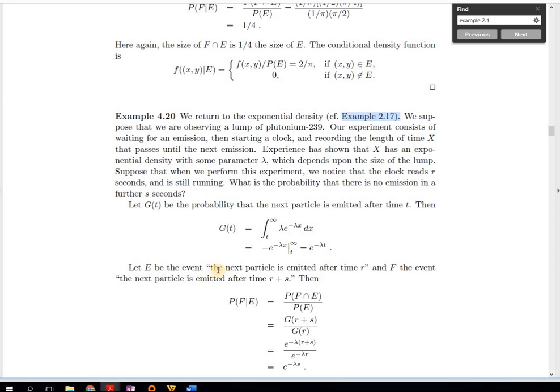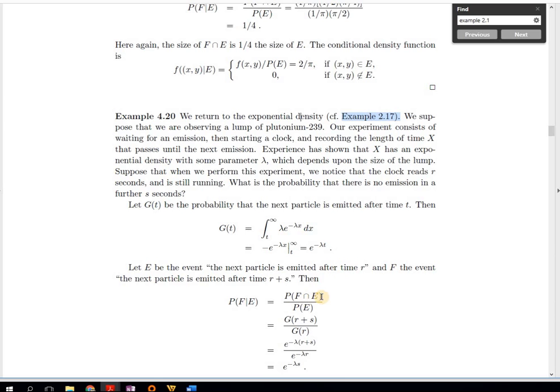And then here you have the event E, the next particle is emitted after time r. You can see that that's a similar thing, except you're going to have an r here instead of a t. And then F is the event that the next particle is emitted after time r plus s. That's going to have the very same form, except t is replaced with r plus s. Okay. Now notice that F intersect E is just the same as F, because if the emission is after time r plus s, then it's certainly after time r. So F intersect E is the same as F. Right? So that comes into play here.